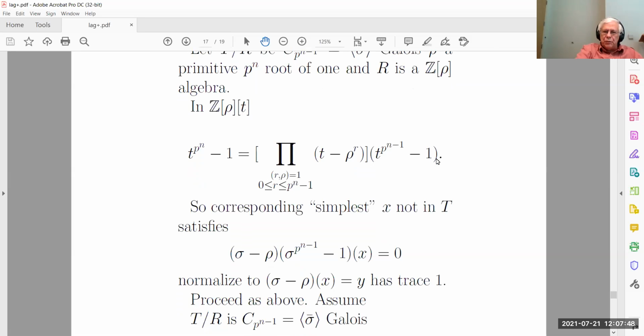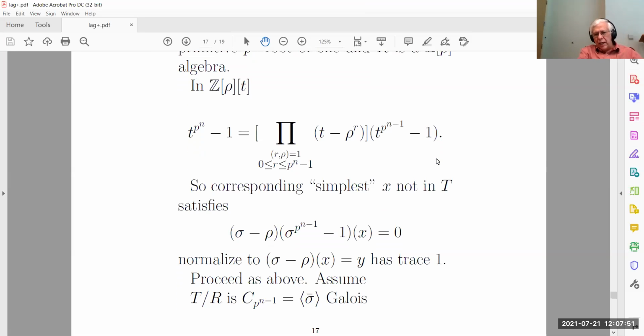In R[t], t to the p to the n minus 1 is, well, it's the product of all the (t minus the primitive p to the n roots of unity) times the product of all the ones which are not primitive, which is t to the p to the n minus 1, minus 1. So the simplest element not in T is: take one element of the product on the left and all the others. So the relationship you get is (sigma minus rho) times sigma to the p to the n minus 1 of x is 0, which you normalize to say that (sigma minus rho) x is y of trace 1.